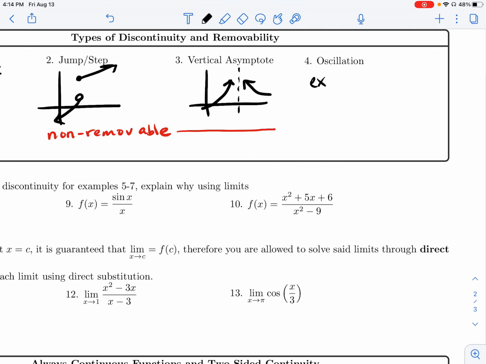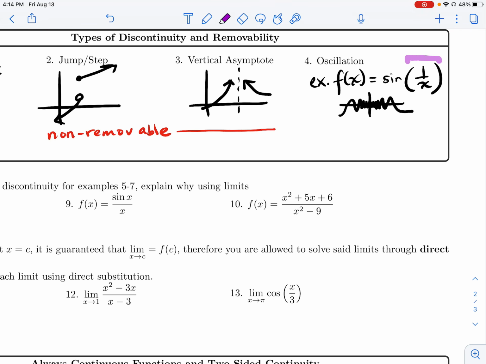And a good example of an oscillating function would be something like the sine of 1 over x. Because if you really think about what's happening here, as x approaches 0, it's going to actually oscillate more rapidly. And if you think about that for a second, as we get closer and closer to x being 0, this argument here is going to start to approach infinity.